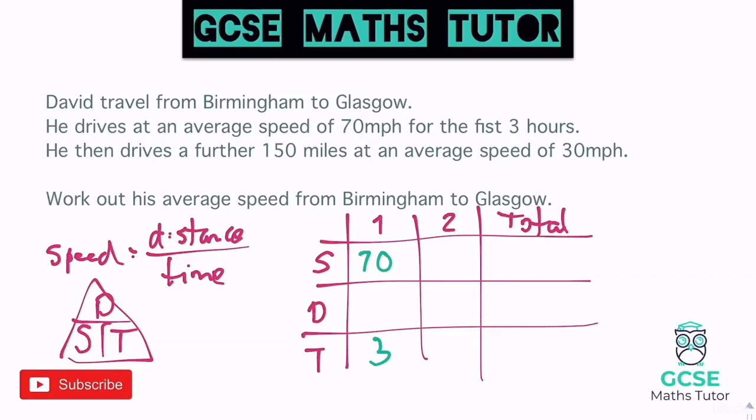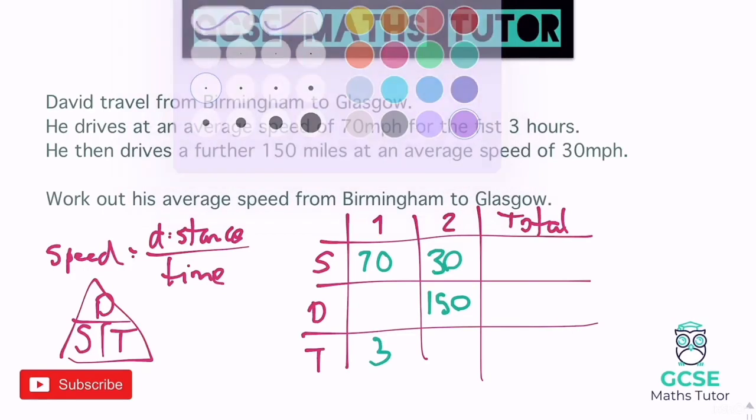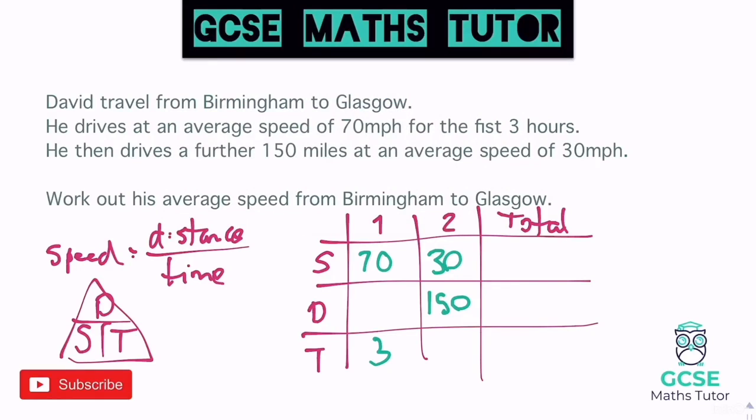The second part, it says he drives 150 miles, which is a distance, and he drives at an average speed of 30 miles an hour, so that's going to go just above there. And we want to work out essentially the average speed for the whole journey, which is this one just here. Now again, we can't join together speeds, it's going to be somewhere there in between the 70 and the 30. So let's have a look at what we can do.